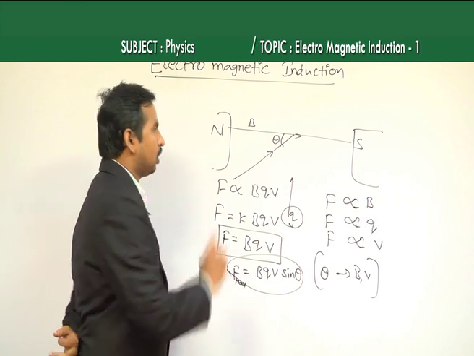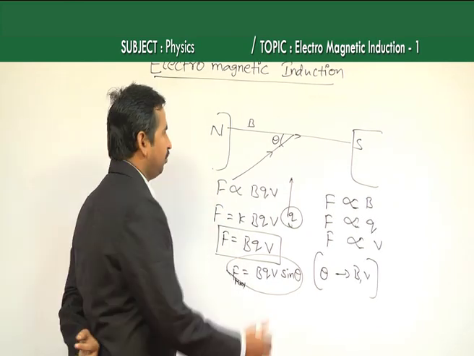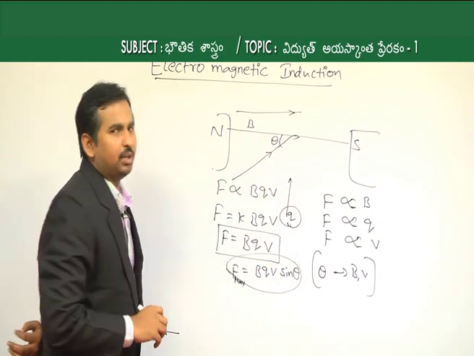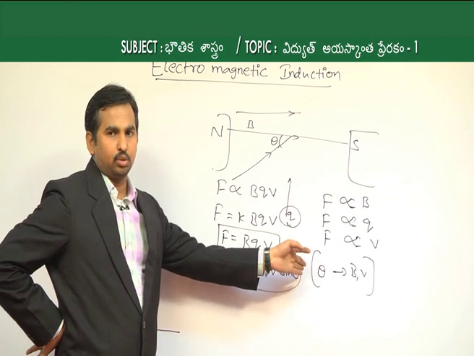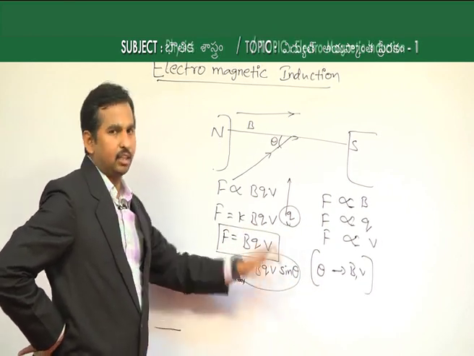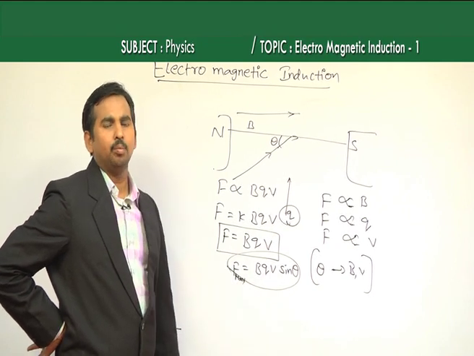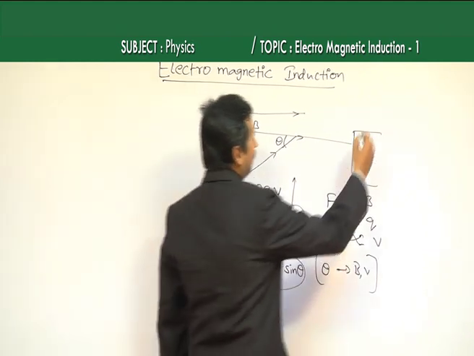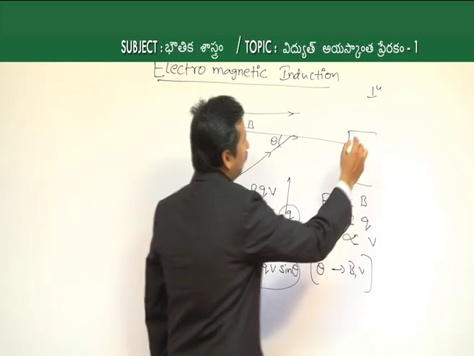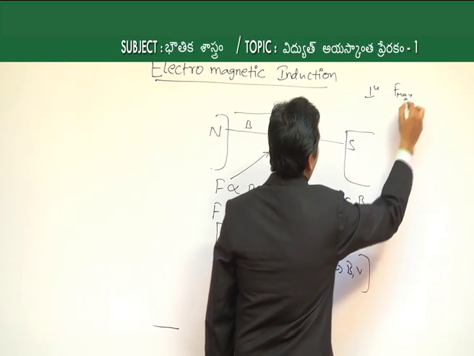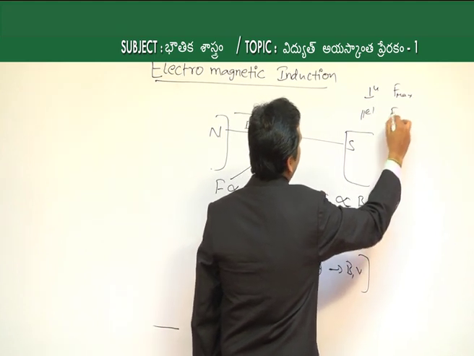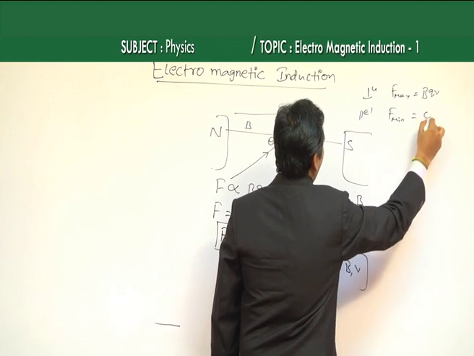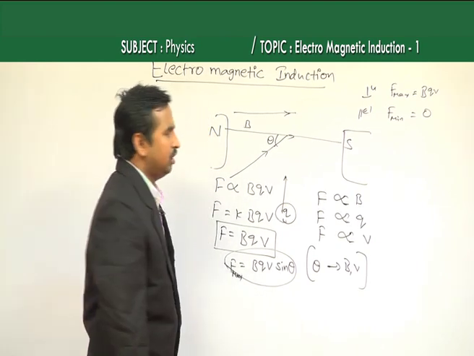But if the charge is coming parallel to the magnetic field, as the angle between them is 0, we have to take sin 0, and sin 0 is 0. So in that case the force acting becomes minimum. Always remember that when you are taking perpendicular to the field, the force acting on the charge is maximum. If you are going parallel, the force becomes minimum. If it is maximum, the force is equal to B Q V. Whenever it is minimum, the force becomes 0.